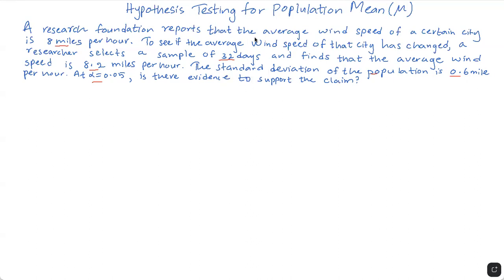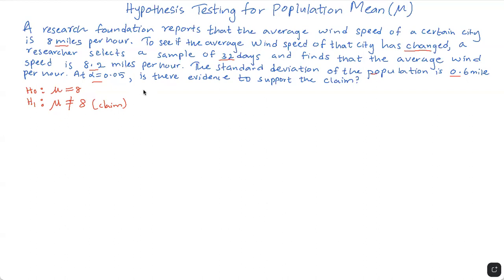So as you can see, we are looking at a change. So that means this is a two-tailed test. First, let's figure out the null hypothesis and the alternative hypothesis. So here the claim is the not equal case. So mu is not equal to 8. And the null hypothesis is mu equals 8. So the claim is the alternative hypothesis.